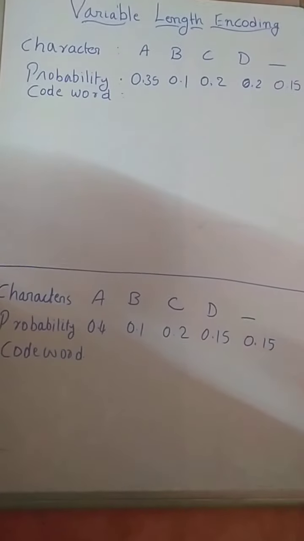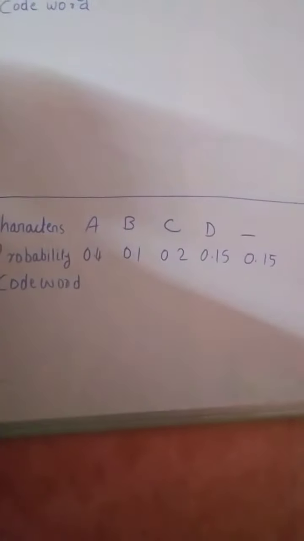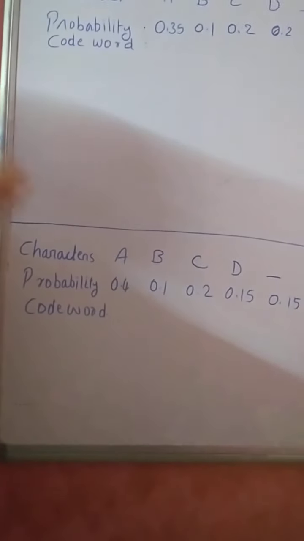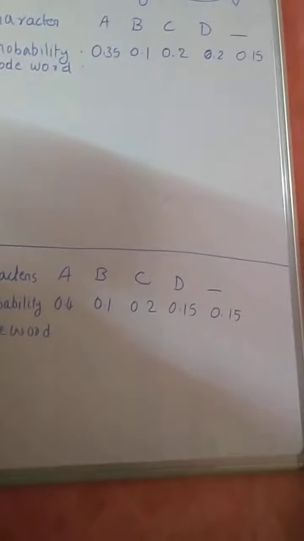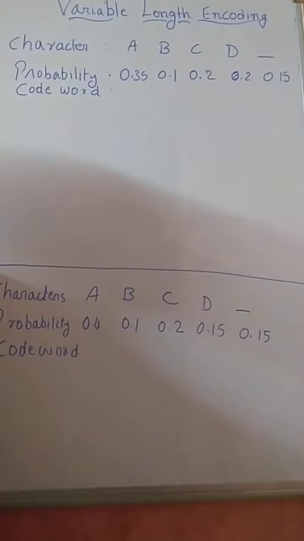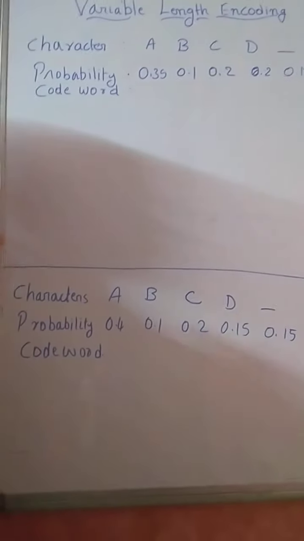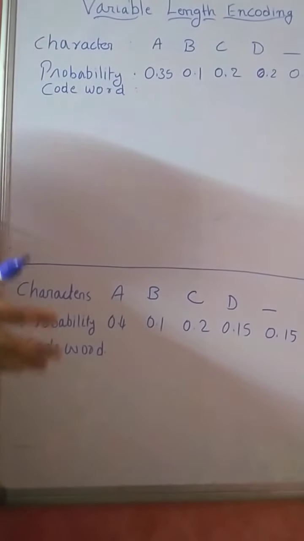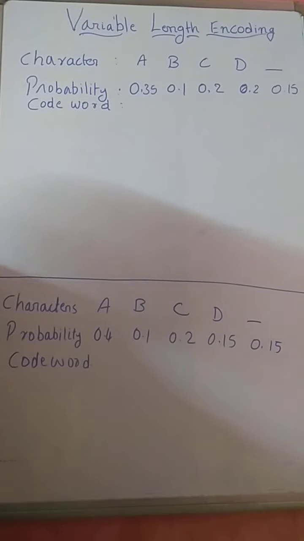Even though a character occurs a small number of times in the text, or occurs a large number of times in the text, the length of the code word generated will be the same. Suppose character A occurs 10 times and character B occurs 100 times, then for both A and B the length of the code word is the same. If it is 3 for one, it is 3 for the other as well. In order to overcome that, the variable length encoding technique is used.